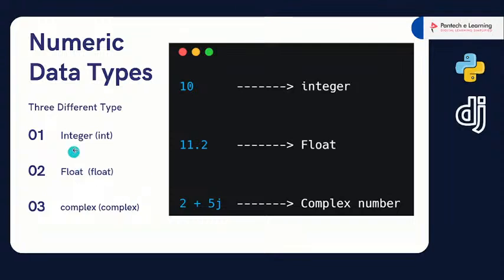Another one is float. What is float? A decimal number is called a float. Integer is a normal number, and float is a decimal value. Decimal value means we use a point. That is called a decimal value.